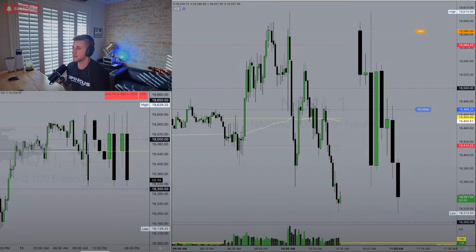So NQ is getting into 300. I'd like to see a real test here. Real test at 300. Maybe that prior day low as well.